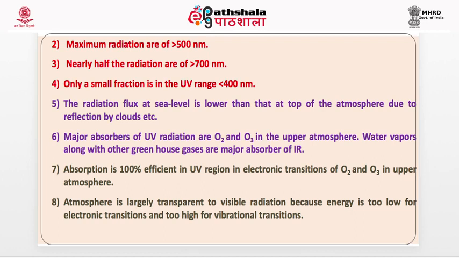In the stratosphere, the water vapors along with other greenhouse gases are major absorbers of infrared radiations. The absorption is 100% efficient in the UV region, in electronic transitions of O2 and O3 in the upper atmosphere. The atmosphere is largely transparent to visible radiation because the energy is too low for electronic transition and too high for vibration transitions. It means to say that the solar radiation, which is mostly visible, is not absorbed in the atmosphere by O2, N2, CO2, water, etc.